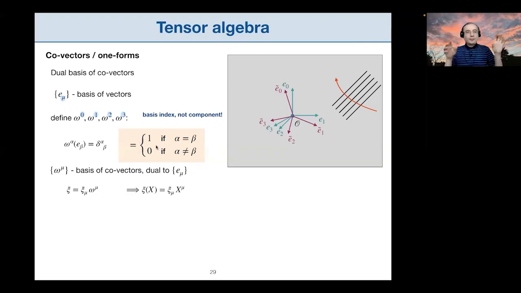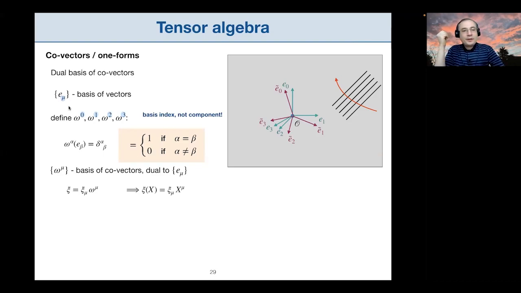So in other words, the zero covector acting on e zero is supposed to give us one, but whenever we plug in any other vector, it will give us zero. Omega one, on the other hand, will give one if you plug in the vector e one, and zero in all other cases, and so on and so on. This basis is called the dual basis to e mu. And the advantage of using this basis is that in this case, this equation for the action of a one form on a vector is just the summation over all components.